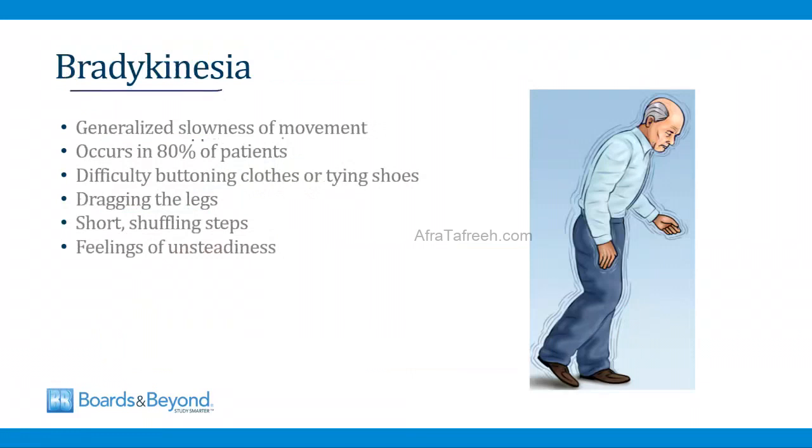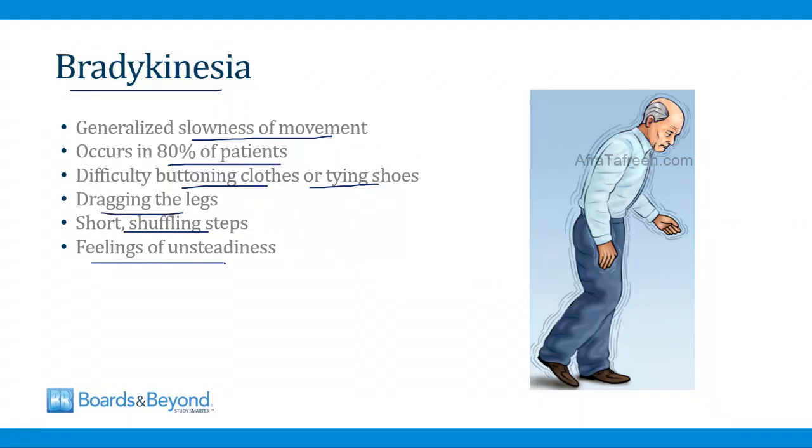Let's talk in a little bit more detail about bradykinesia. Bradykinesia is a generalized slowing of movement, and it occurs in about 80% of Parkinson's patients. Because their movements are so slow, they can have difficulty with fine motor tasks, things like buttoning their clothes or tying their shoes. They often drag their legs when they walk and walk with short shuffling steps because it's hard to take a large forceful step forward. And in general, bradykinesia leads to feelings of unsteadiness on your feet, and Parkinson's patients are especially vulnerable to falls.